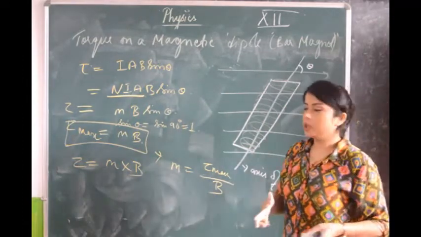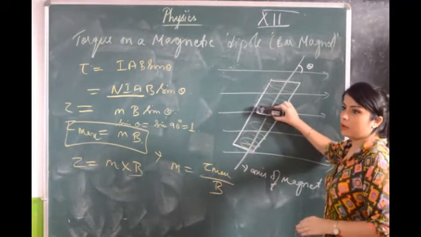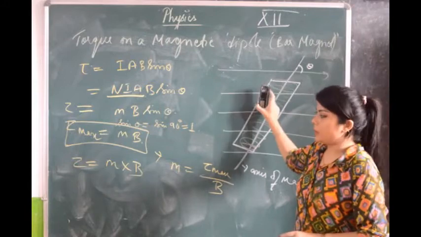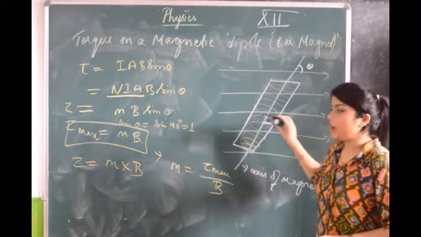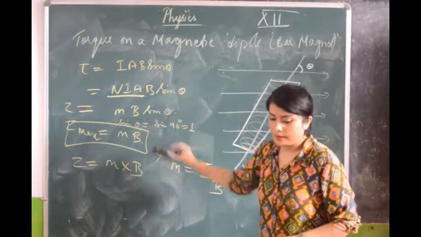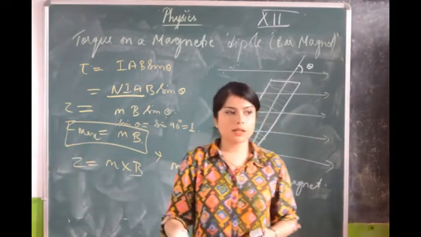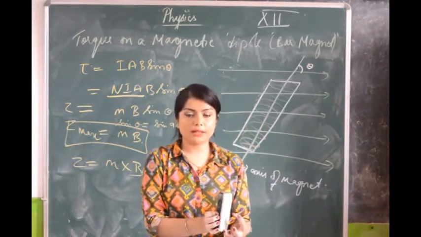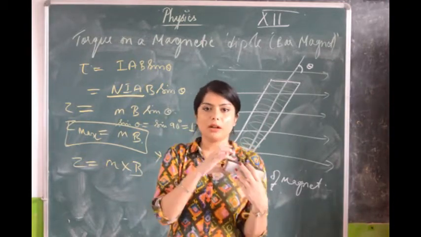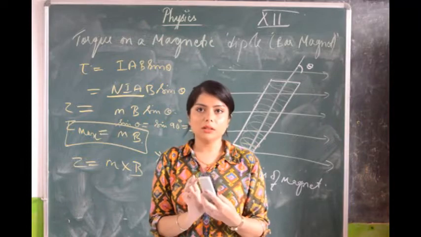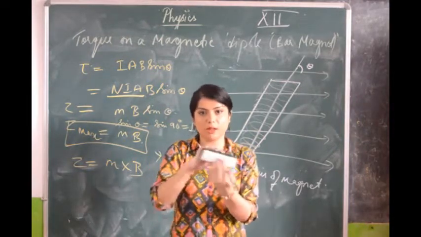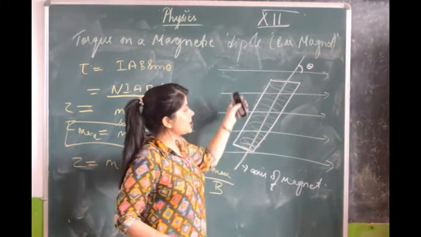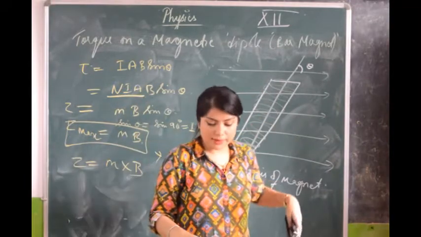When will be the minimum torque? The torque will be minimum when it is already parallel, when the angle is already 0. Torque will be maximum when perpendicular or 90 degrees. Torque will be minimum when sin theta is 0, at 0 degrees. So logically, when a bar magnet is brought near a magnetic field, it will align itself parallel. It will become parallel only when it is not parallel to begin with. When it is at 0 degrees, no torque acts on it. When it is at 90 degrees, the torque will be maximum.